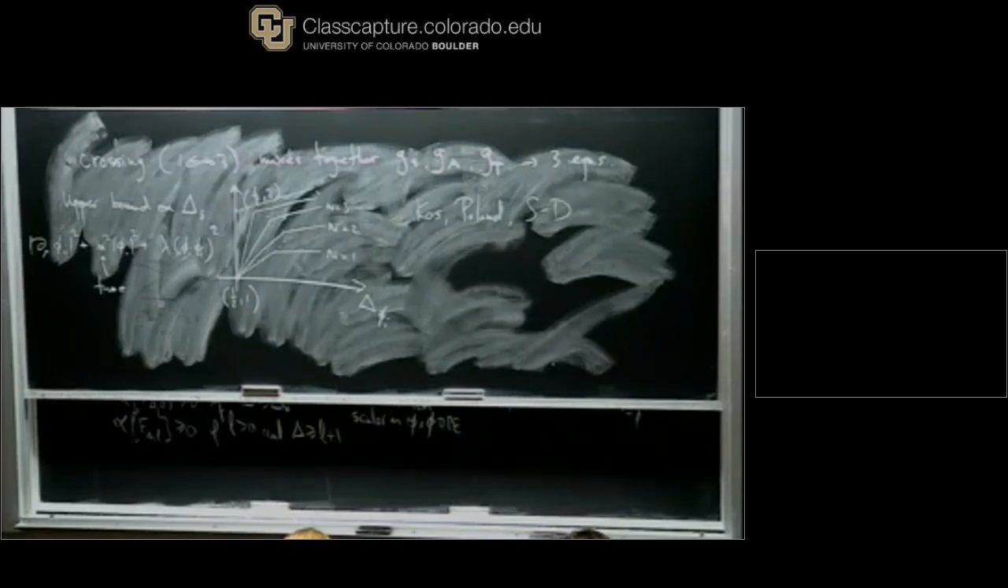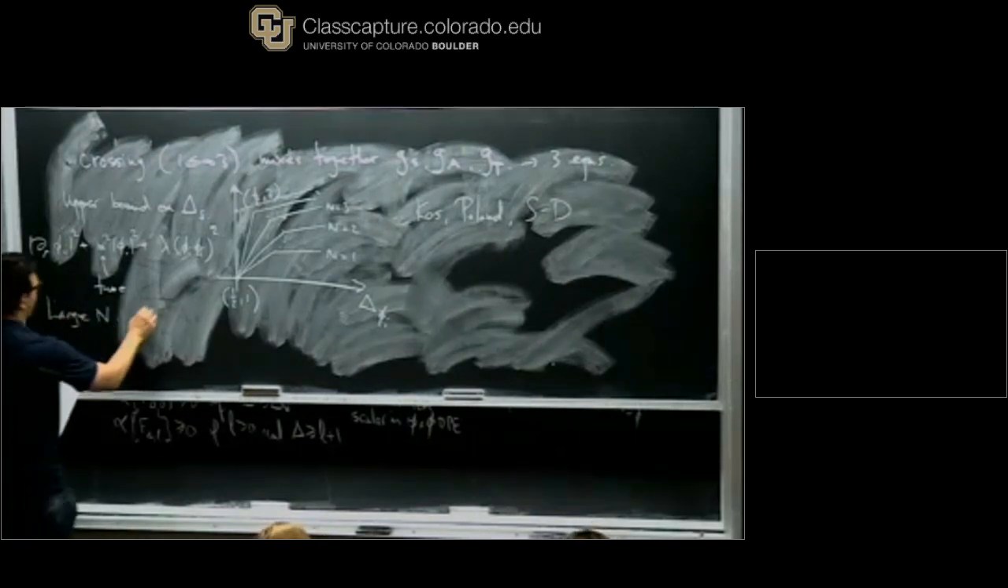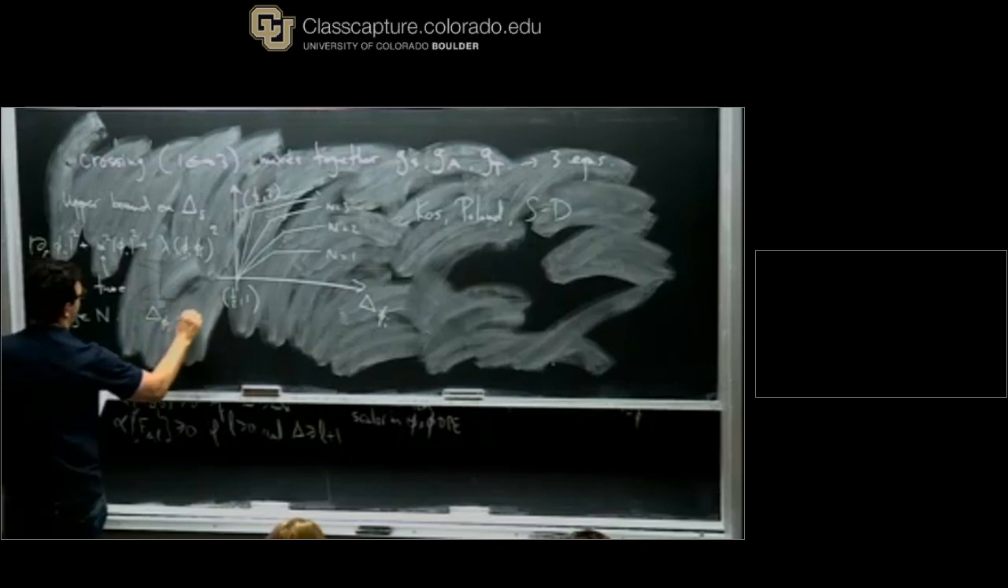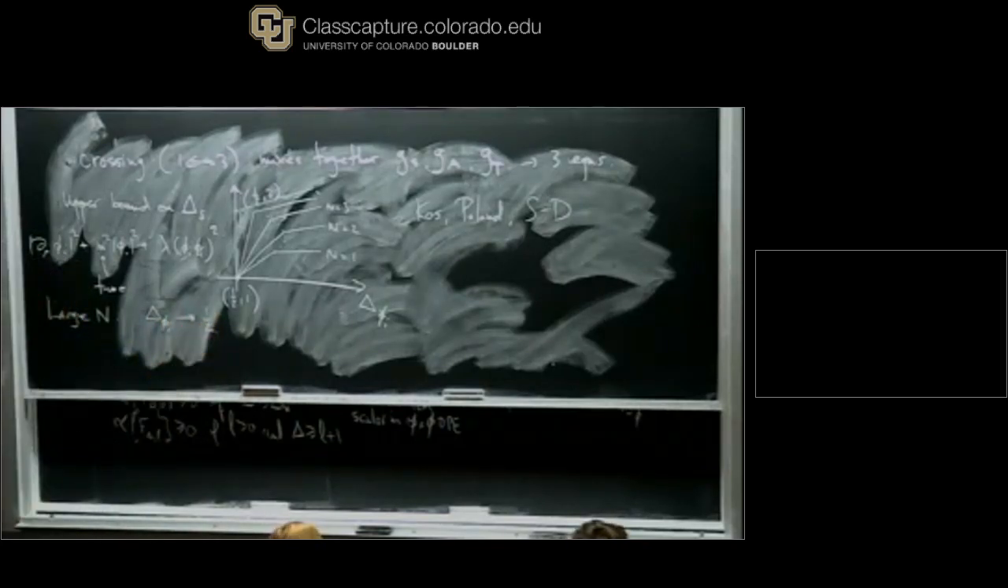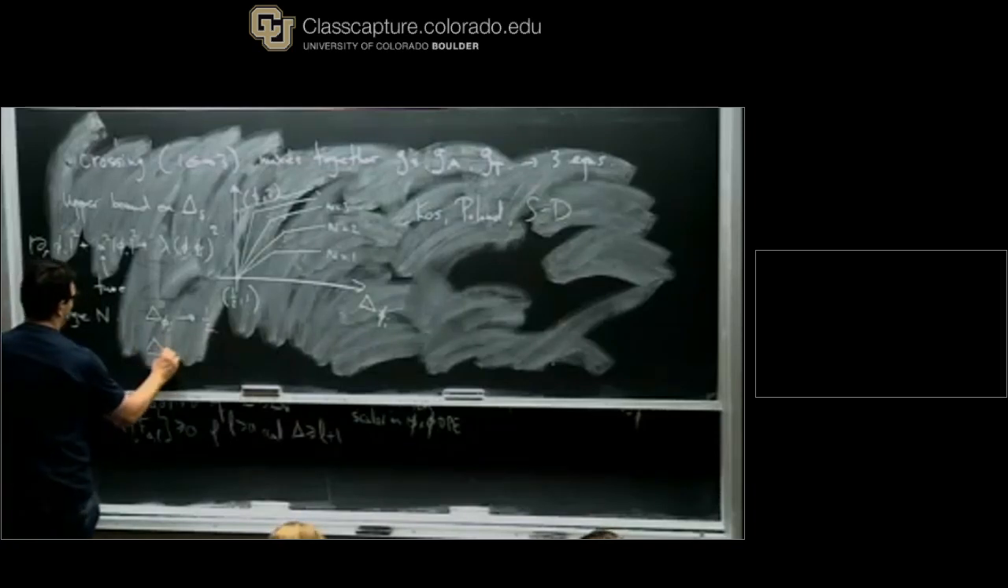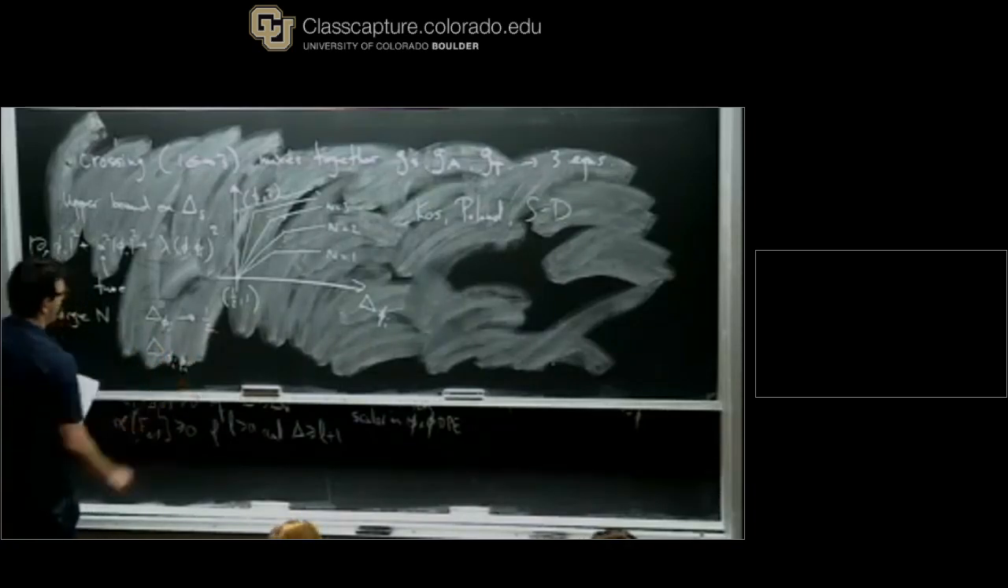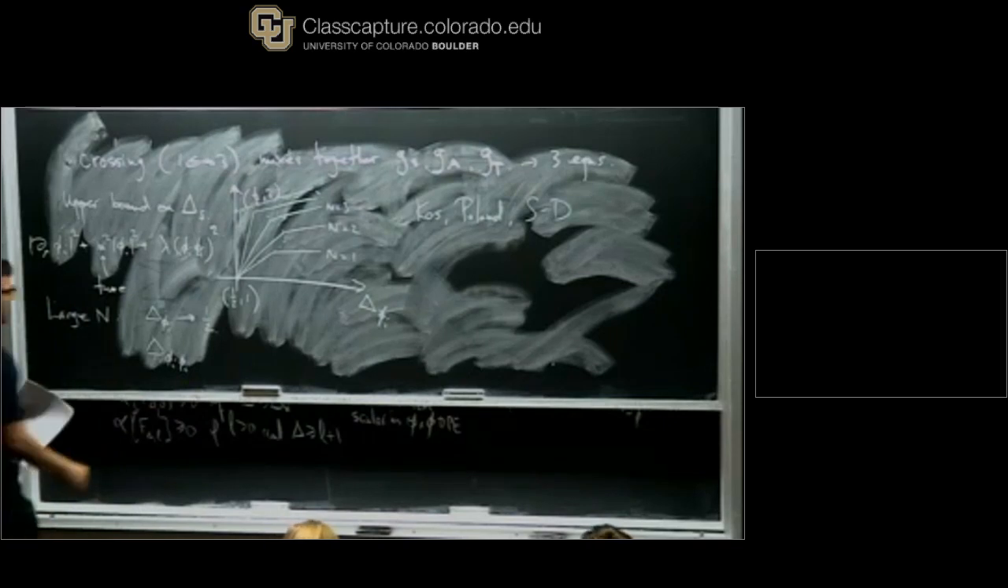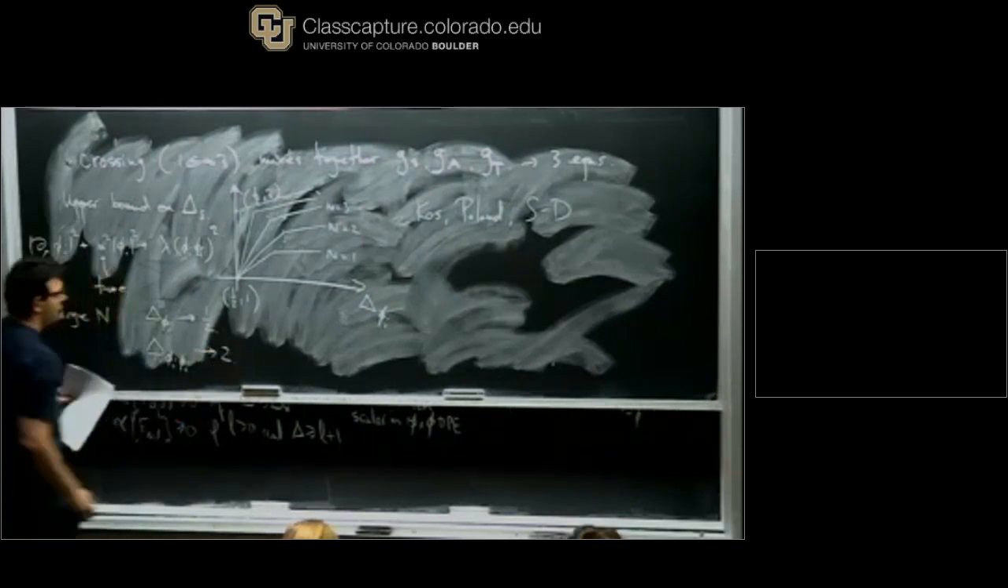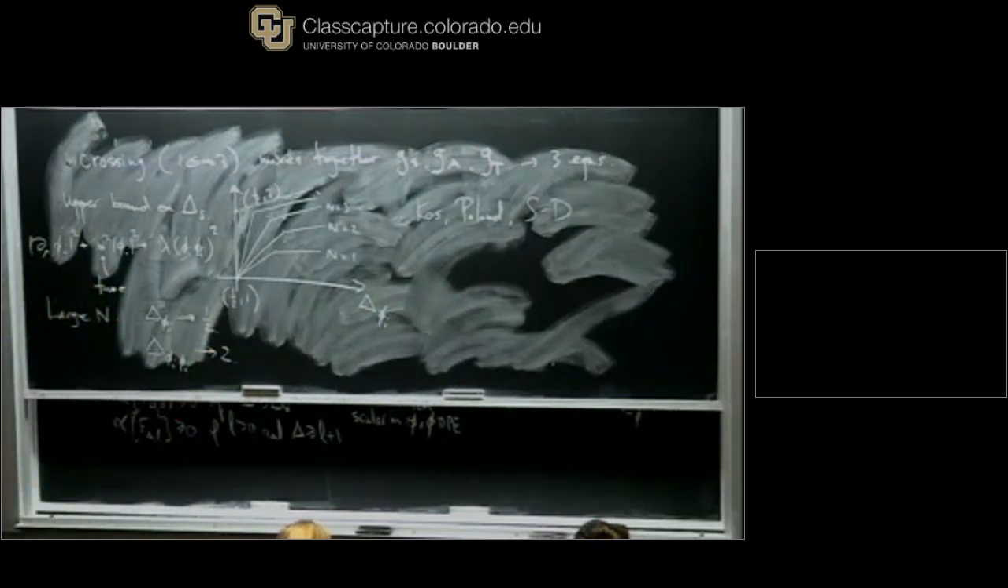And at large N, this theory is solvable. Delta phi I approaches 1/2. It's very much like a free theory as far as these phi I's go. The only difference between this and a free theory is that this O(N) singlet, the operator phi I squared, its dimension goes to 2 instead of 1. In a free theory, it would be 1.